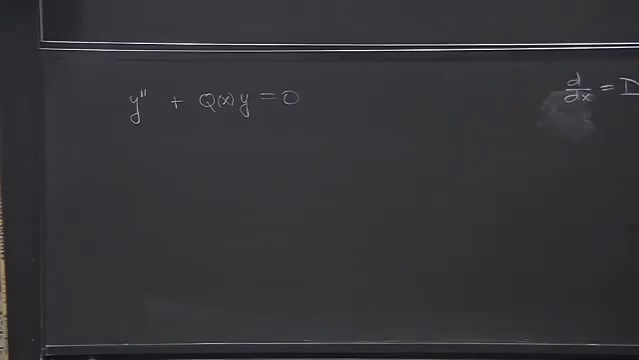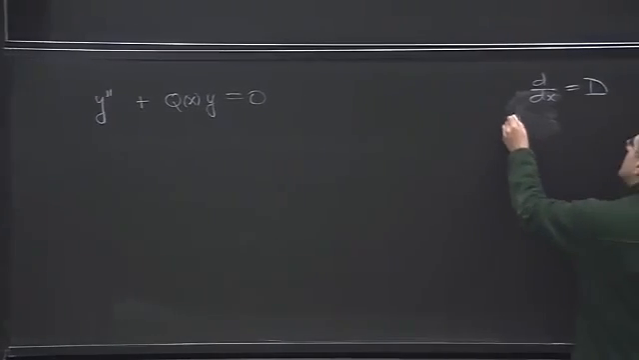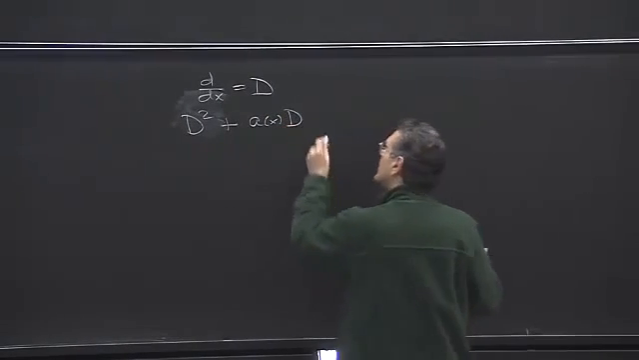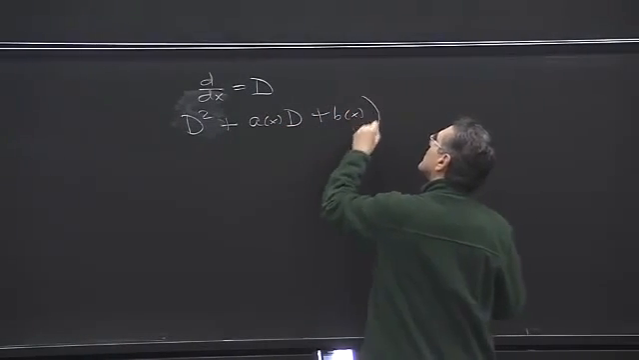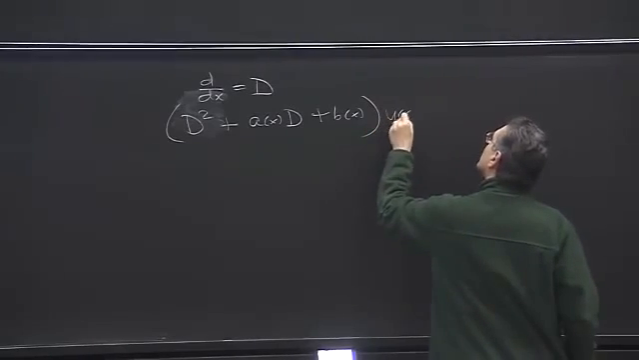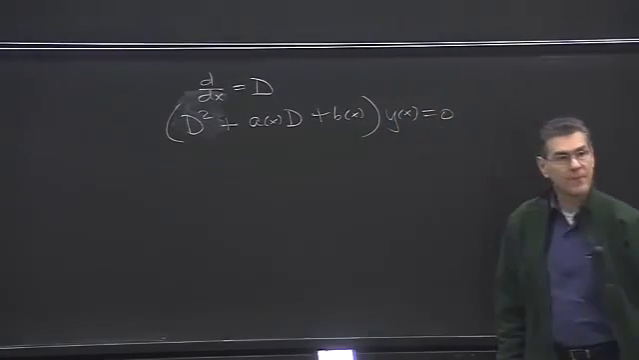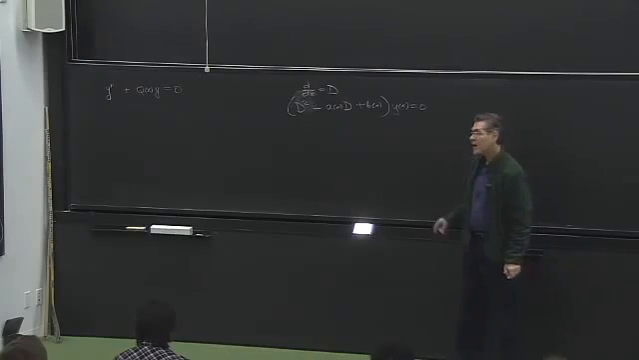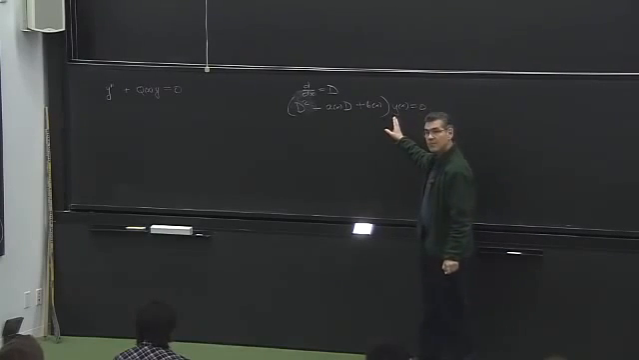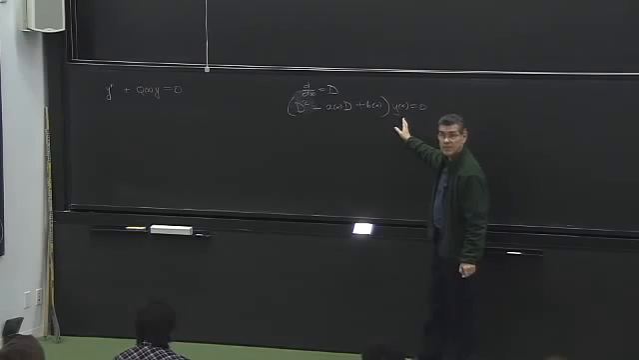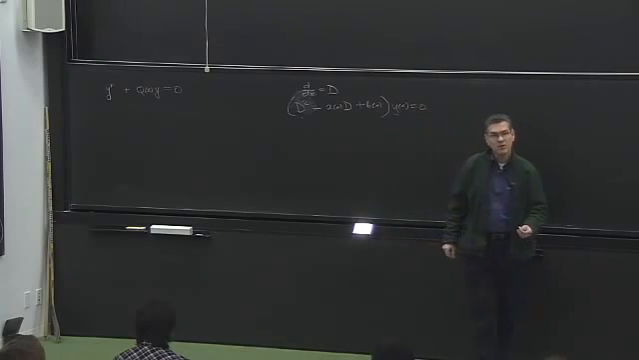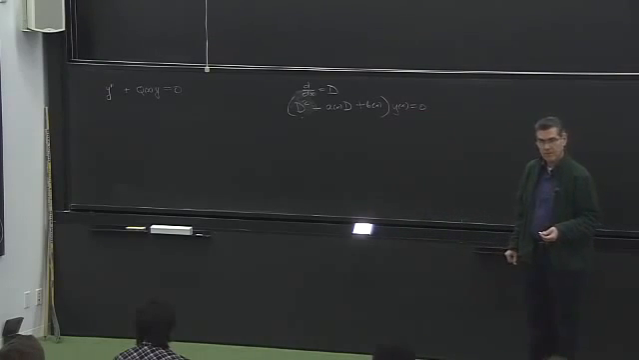So that equation has the form D squared plus a of x D plus b of x on y of x is equal to 0. Now, I can write it in this form because it's linear. I'm taking advantage of the fact that the equation is linear. So this thing in parentheses is a linear differential operator.